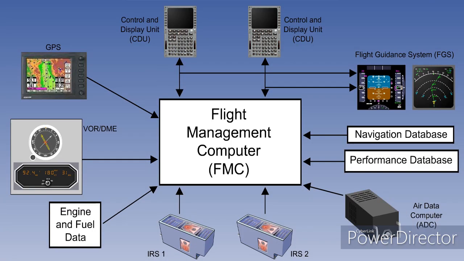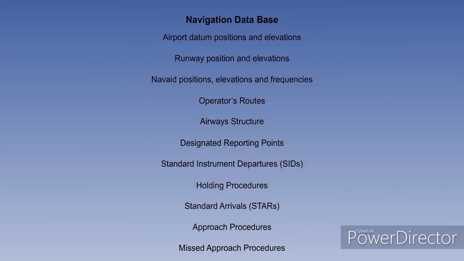There are 2 databases, one for navigation information and the other for performance information. The navigation database contains the position and, where required, the elevation and frequency of navigation aids, airports and runways. It also contains the operator's route structure, airways, waypoints, SIDs, STARs and approach procedures.